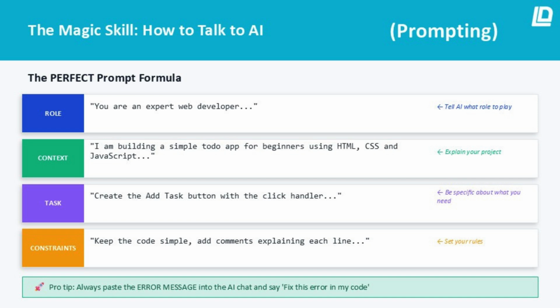To get high-quality code, use the perfect prompt formula. Give the AI a role, provide the context of your project, define the specific task, and set constraints. If the output isn't perfect, just keep the conversation going until the AI gets it right.